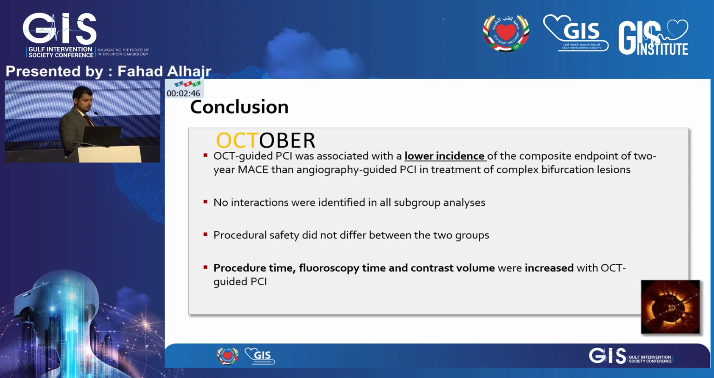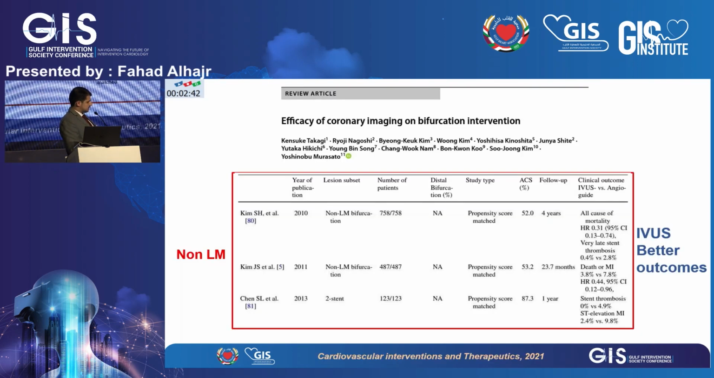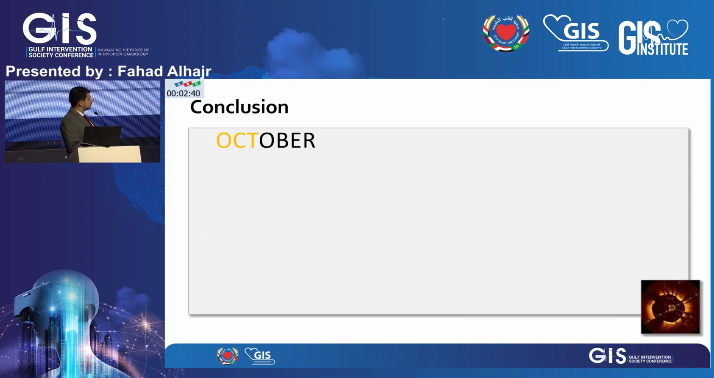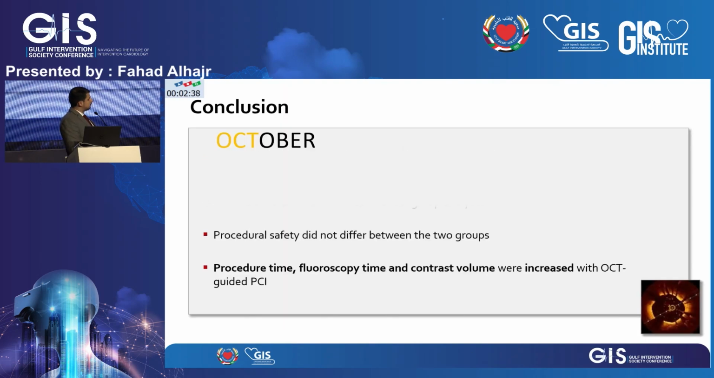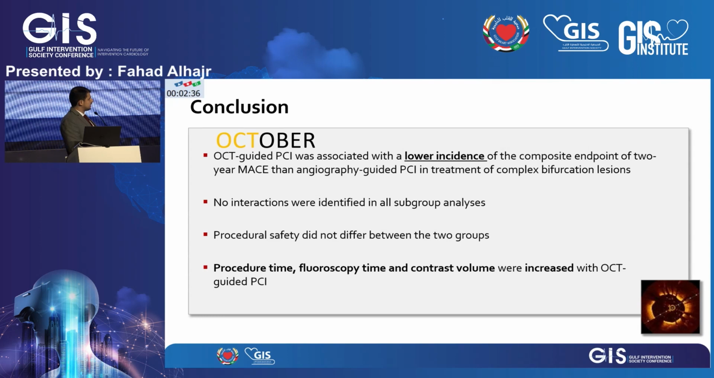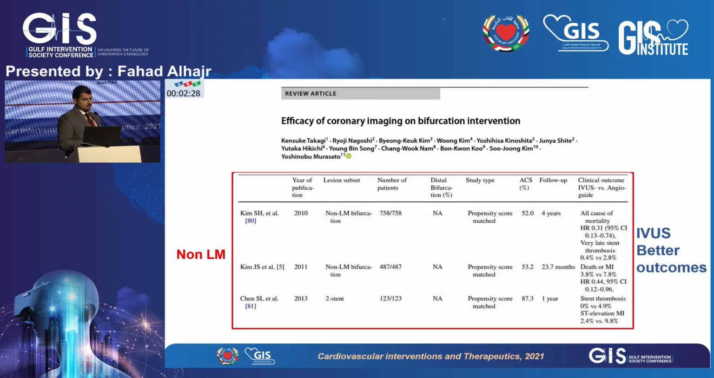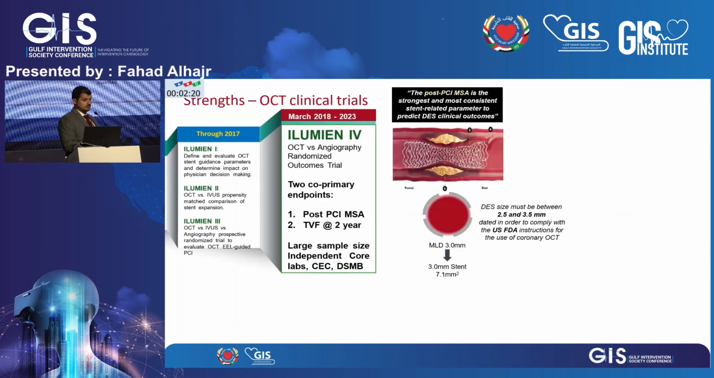But the conclusion from the trial, basically, is that it lowered the incidence of MACE. And the second part, which is very important to consider: when you have a patient with AKI, you probably don't want to use a lot of contrast with OCT, so maybe an alternative, I would say, is IVUS. This is another efficacy trial of the bifurcation using IVUS for the non-left main. All of them showed better outcomes with IVUS. So clearly imaging will help.